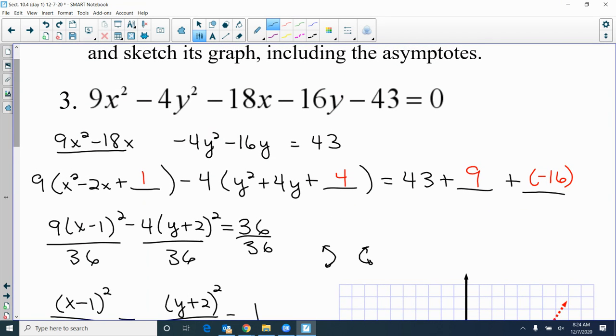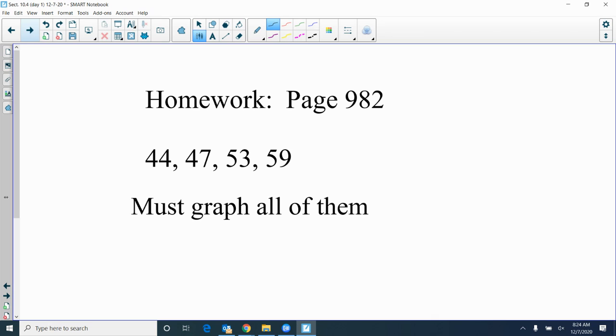Okay, now if you got it in this form, you have to look at which one's the minus. Make sure that's the second piece. All right, we're not going to do those other two. Those are for tomorrow. So page 982. Okay, graph all of them. So there's 4 of them.